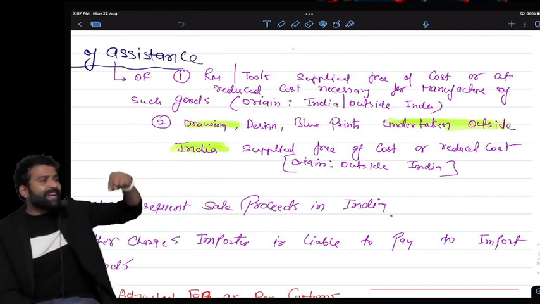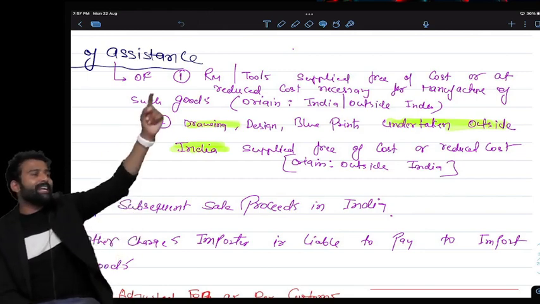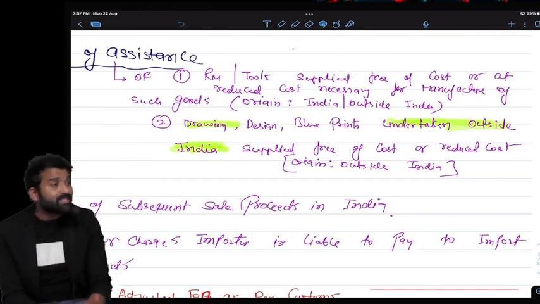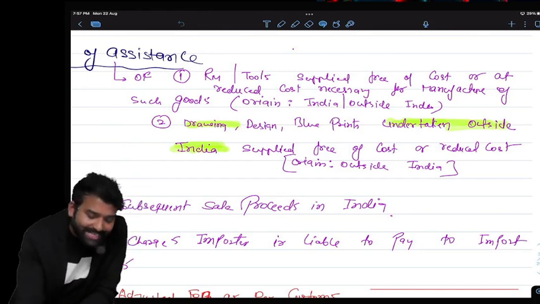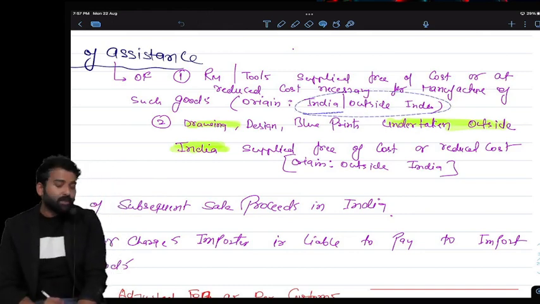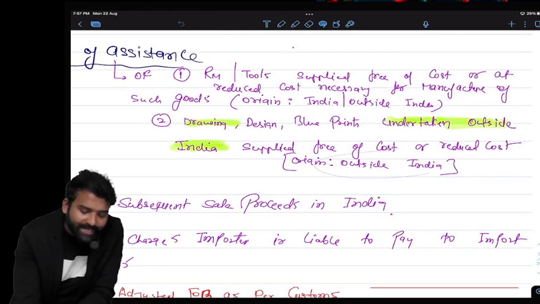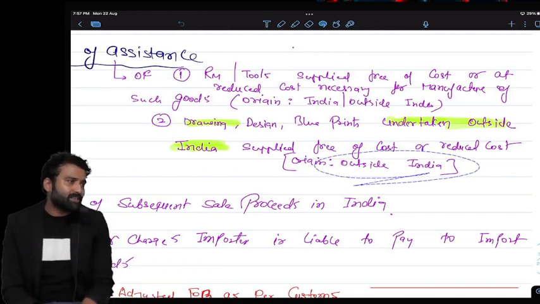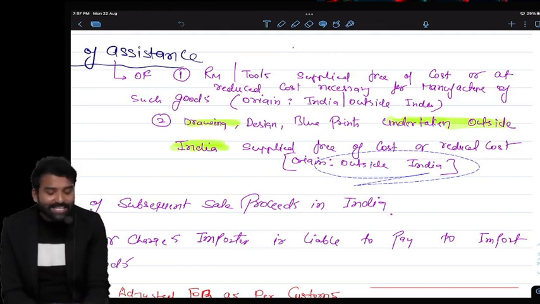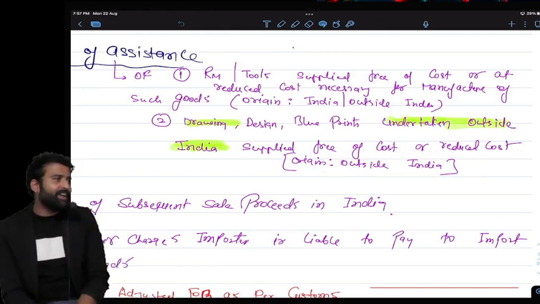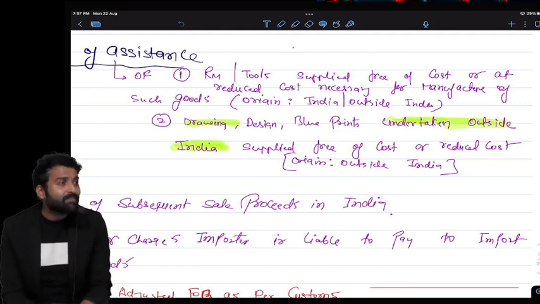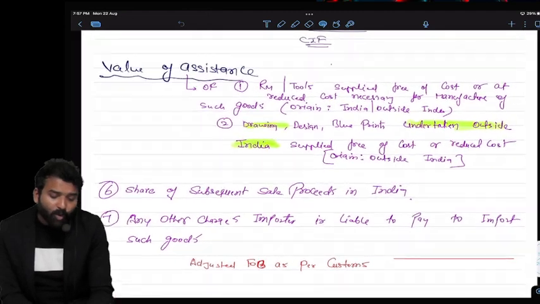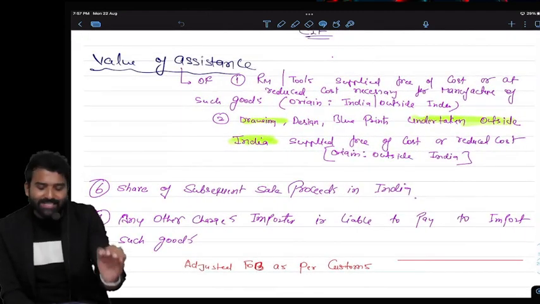But if I am preparing the design in India and now I am sending it to the job worker, then the designing cost will not be included. Raw material and tools will be included whether the origin is India or outside India. But if the designs are prepared outside India, then only it will be added. If the designs are prepared in India, it will not be added in my custom valuation. Designing charges will be added only if the designs are prepared outside India. So that is the fifth important inclusion, called value of assistance.